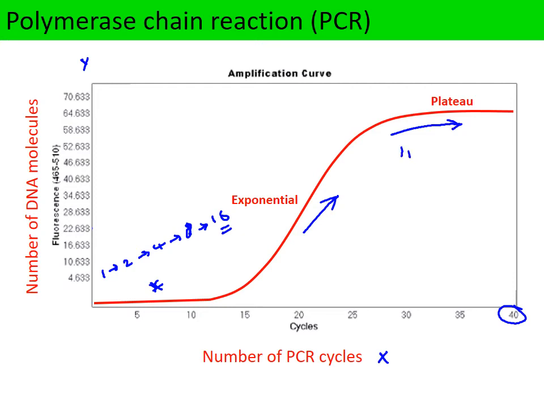So we know something must be limiting at this point in the reaction. And we know DNA nucleotides that we add to the mix at the start of the reaction get used up. So it's actually the DNA nucleotides, as they get used up, they start to become limiting. So the number of DNA molecules starts to plateau at the very end of the 40 cycles or so.